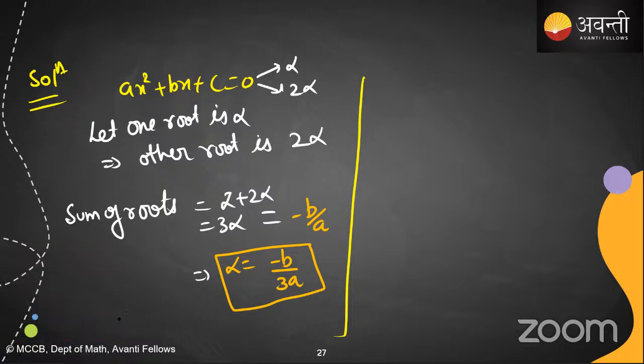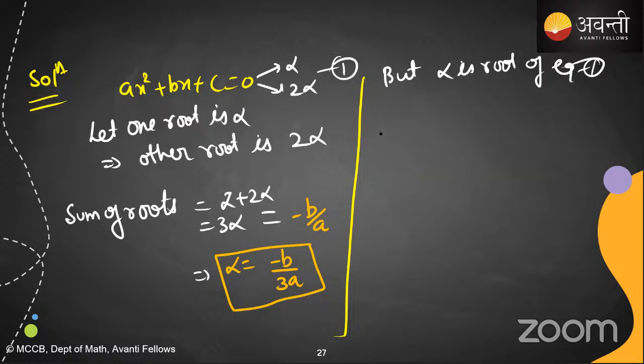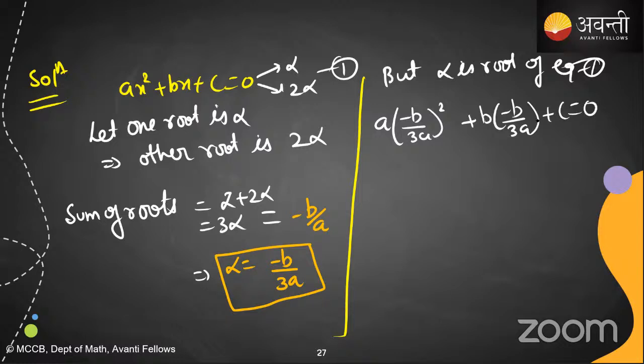Yeah. So now you know that alpha is minus B by 3A. But you also know that alpha is a root of equation 1. Let's call this equation 1. So it means x को अल्फा रखने पे आंसर आ जाएगा. तो पुट a x को अल्फा सब्स्टिट्यूट कर दो. Minus B by 3A का होल स्क्वायर plus b into minus B by 3A plus C is equal to 0.